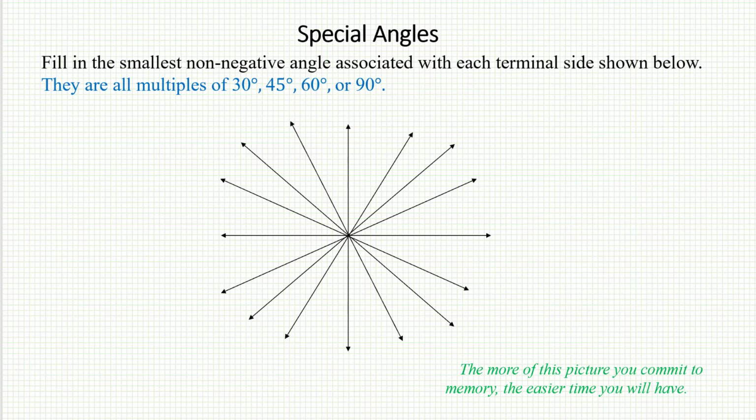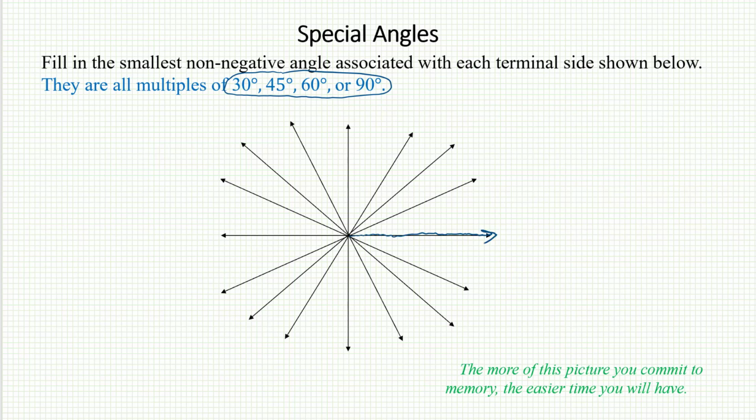Most importantly, all of these angles are multiples of one of these four angles: 30, 45, 60, or 90 degrees. These angles come up a lot in trig, and it's important that we be able to visualize them quickly. So let's fill out the measure of the angles that are shown. I'll start with multiples of 90 degrees. Actually, I'll start right here along the positive x-axis.